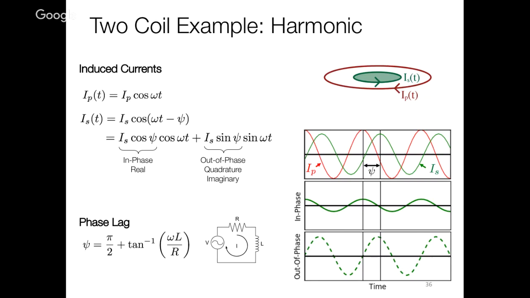For first year math, if I had cosine A minus B, right, what is that equal to? Help me out.